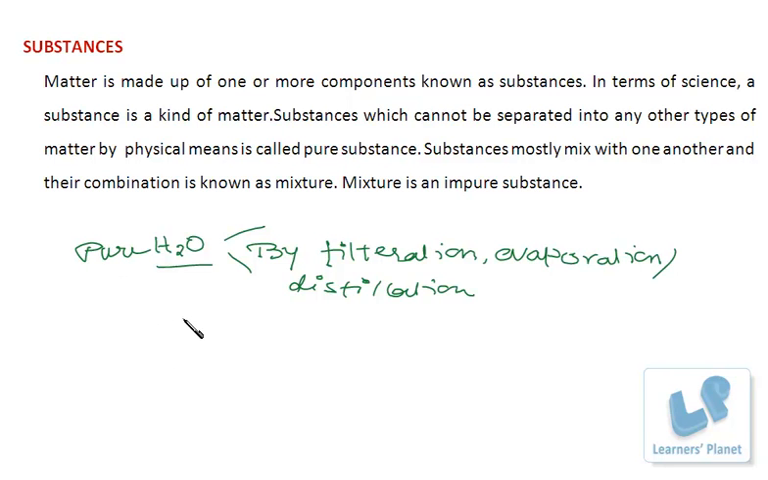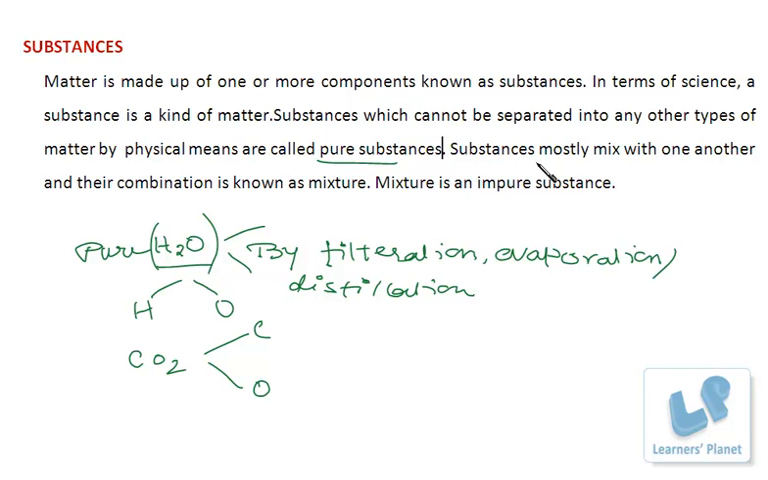Water of course has impurities. The pure water, that is H2O, this hydrogen and oxygen cannot be separated by physical means of separation. So you can take carbon dioxide gas. It cannot be separated into its constituents, that is carbon and oxygen, by physical means of separation. Now such type of substance is called as what? Pure substance, right? So substances which cannot be separated into any other types of matter by physical means are called pure substance.